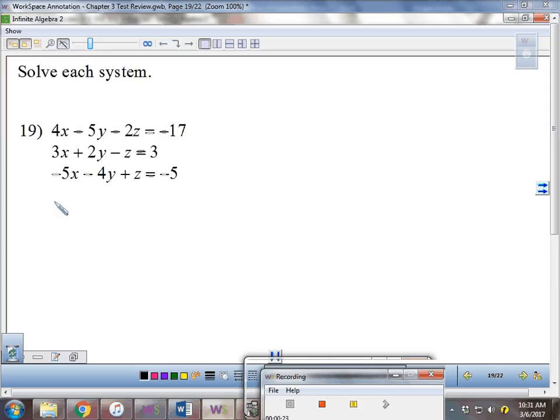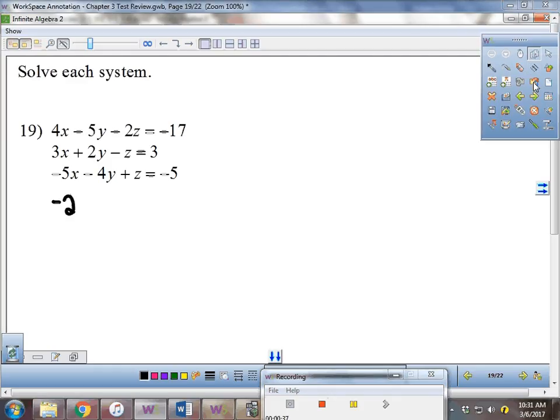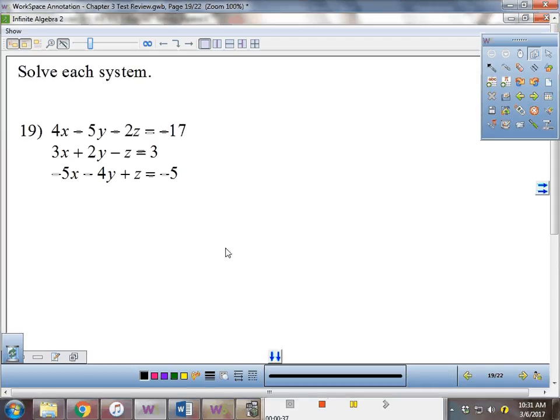So that would give me negative, oh, hold up, my pen's fat. Ain't no, that's no good. All right, so this gives me negative 2x. 2 and negative 4 would give me negative 2y, and then the z's cancel out, and 3 and negative 5 make negative 2.